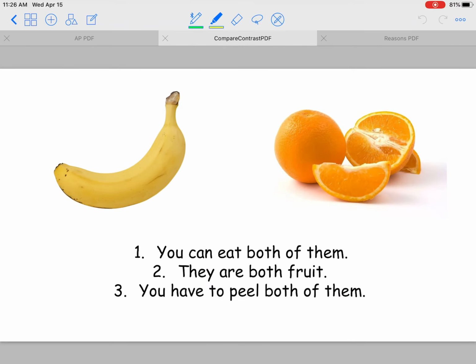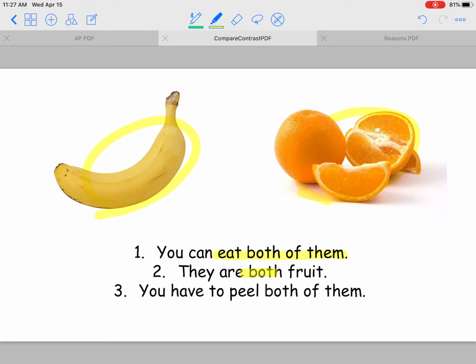All right, hopefully you paused the video and you came up with your own reason on a way to compare both of these items. So as we talked about, this is a banana, this is an orange. That's the two items we're talking about. One way to compare these is that you can eat both of them. So clearly they are both edible. We know you can eat these for breakfast. You can sometimes eat these for lunch or for a snack. That is one way that they are similar.